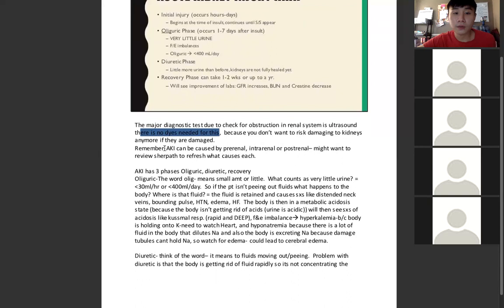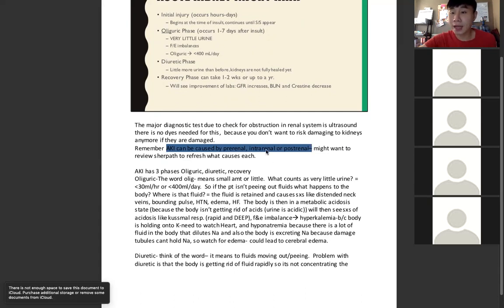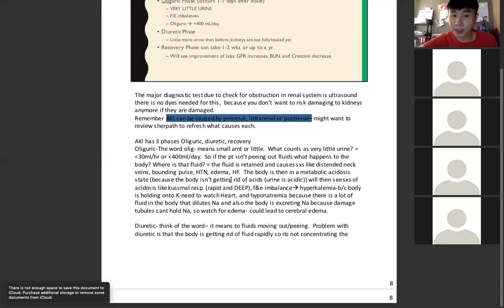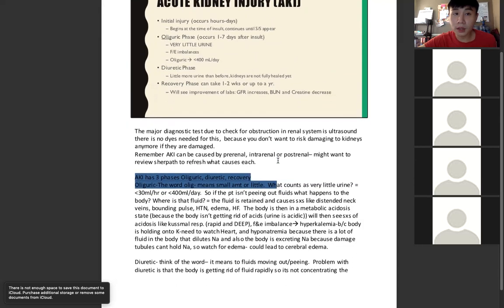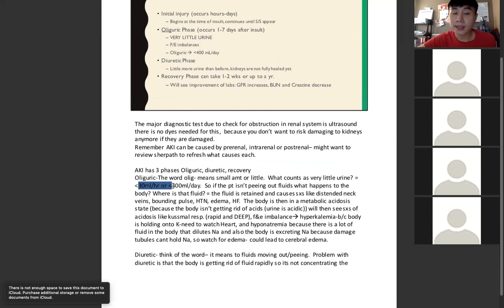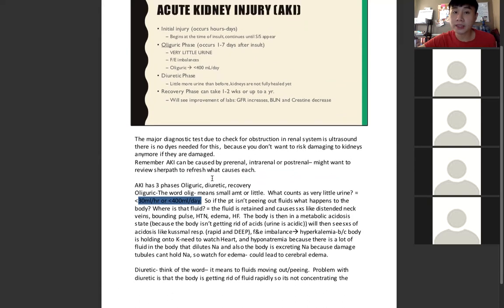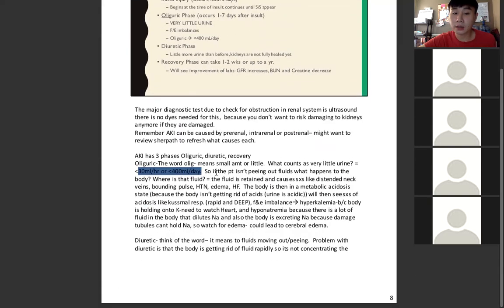Okay, so remember AKI can be caused by pre-renal, intrarenal, and post-renal. I'm going to explain this in a bit: what do pre, intra, and post mean? So AKI, again, I just repeat this: AKI has 3 phases: oliguric, diuretic, and recovery. Less than 30 ml per hour or less than 400 ml per day means the patient is in AKI. The patient is experiencing acute kidney injury.